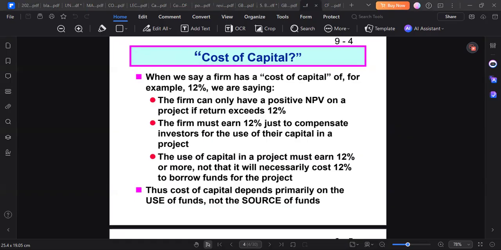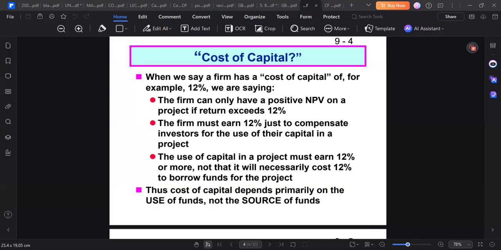So let me give you a concrete example so that you could at least understand what I'm talking about. Say a firm says the cost of capital is 12%. Here's what they mean: a project will only have a positive NPV if the return exceeds 12%. And the firm must earn at least 12% just to compensate the investors for the risk that they are taking. Critically analyzing this, the project must earn 12% or more.